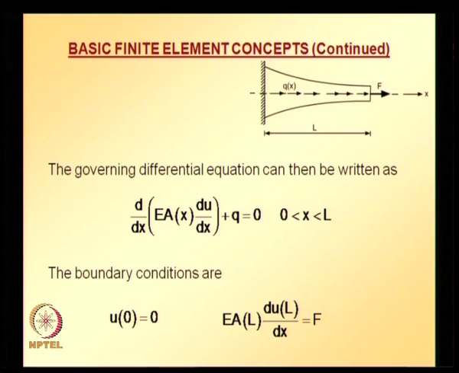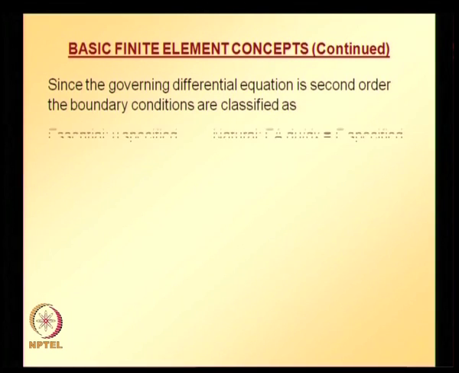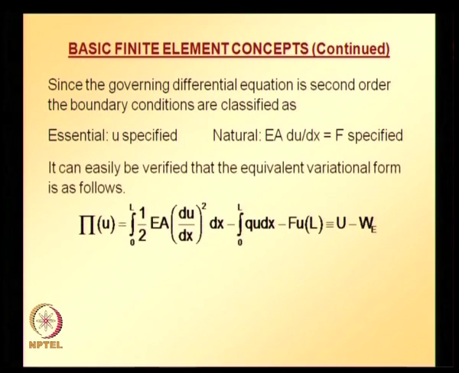Now we can write the following. Here, as I mentioned, u evaluated at x is equal to 0 is 0, that is essential, and the other boundary condition is a natural boundary condition. And now we can use our knowledge of the variational method, the Rayleigh-Ritz method, and write directly the equivalent variational functional for this problem. For that you need to take the given differential equation.